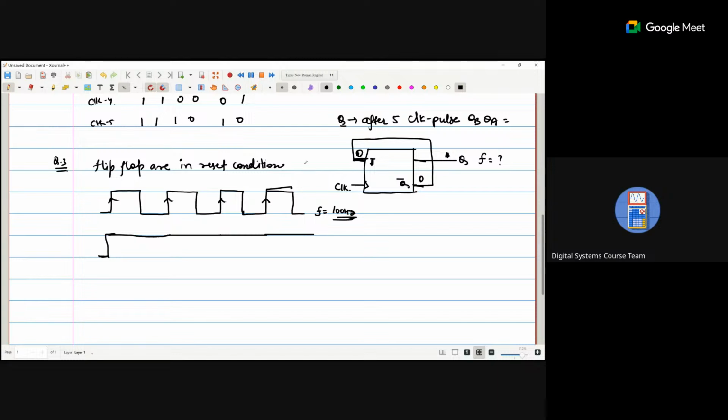So we can't identify the frequency of the output. Now we do one change. We just set it to T. Now what is the change in that?